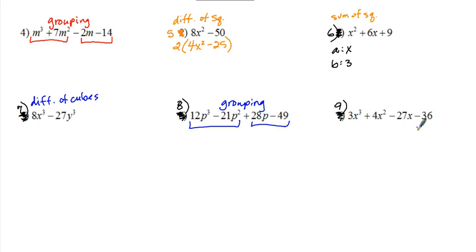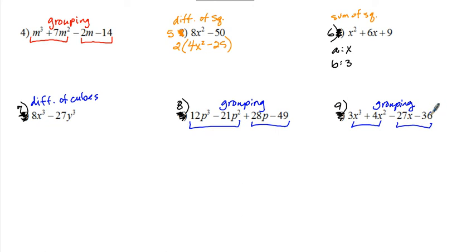Number 9 is also 4 terms, so I know I'm going to be using grouping. Are there any GCFs I need to pull out first? No, I don't see any, so I'm just going to go ahead and make a note. This is a grouping. So I'm going to let you work on those.